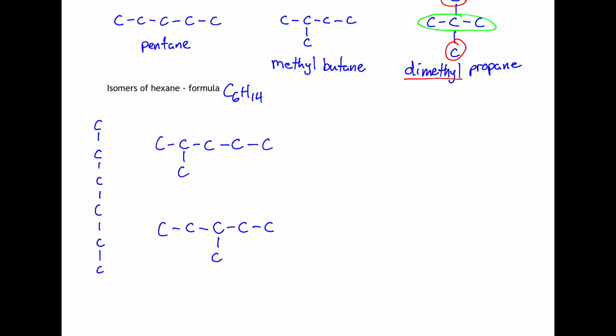So we can quickly name these. We're getting really good at these names now, right? What's the name of the top one? It's 2-methylpentane. And this is 3-methylpentane. And these numbers are necessary because they tell you the difference between those two. So there's 2-methylpentane and 3-methylpentane.